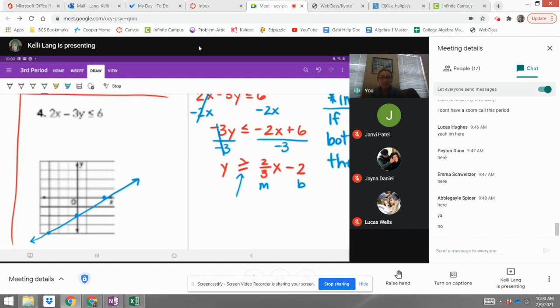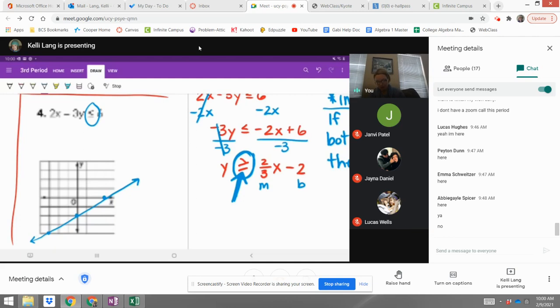The last thing we need to do is shade. We're either going to shade above the line or below the line, depending on our inequality symbol. But be careful here. We need to use our final symbol, the one we ended up with. We're not going to use the symbol we started with. We made a lot of changes between the beginning and the end.